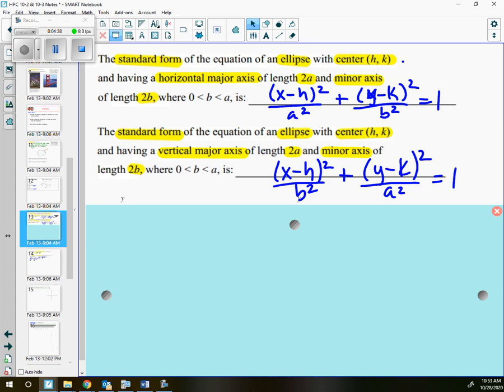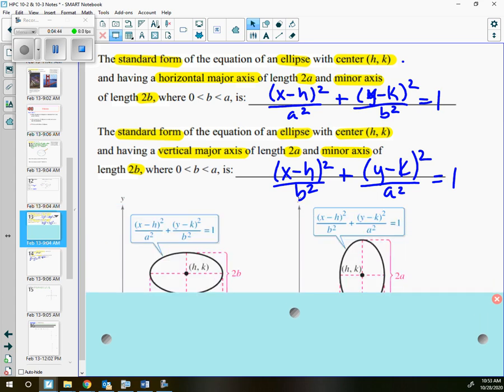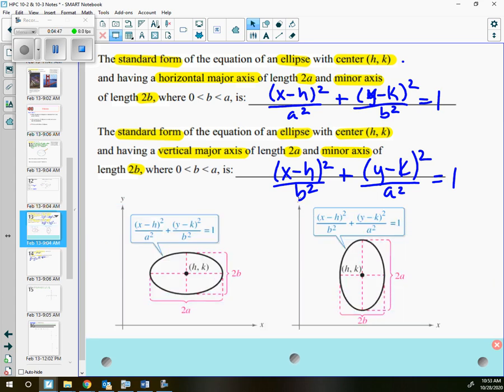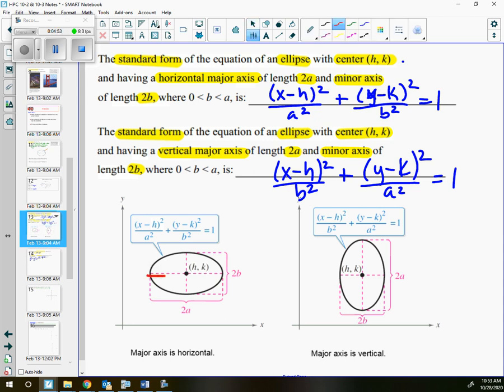That's what it means. So it's the same formula. The h, k is still the center. It's longer in the y direction than it is in the x direction. So I have pictures down here if it's helpful for you to have a picture to represent what that looks like. I think it's really helpful, especially to note the 2a is the longer, horizontal axis in the horizontal one, and the 2a is vertical in the second example where we have the vertical ellipse.